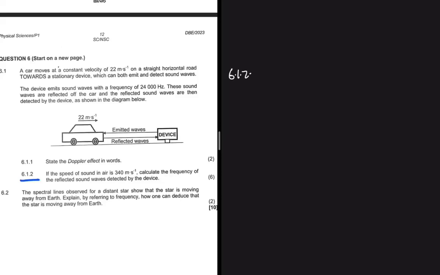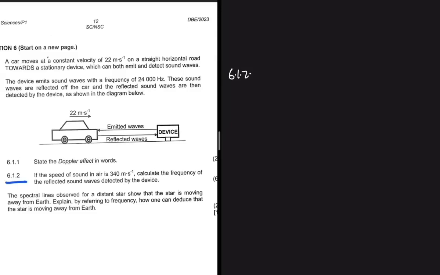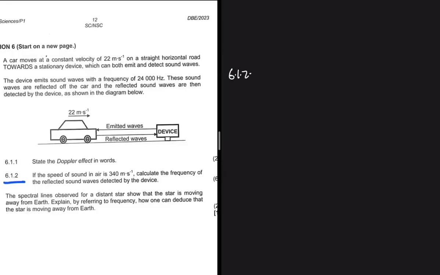The question says a car moves at a constant velocity of 22 meters per second on a straight horizontal road towards a stationary device, which can both emit and detect sound waves. The device emits sound waves with a frequency of 24,000 Hz. These sound waves are reflected off the car, and the reflected sound waves are then detected by the device, as shown in the diagram below. If the speed of sound in air is 340 meters per second, calculate the frequency of the reflected sound waves detected by the device.